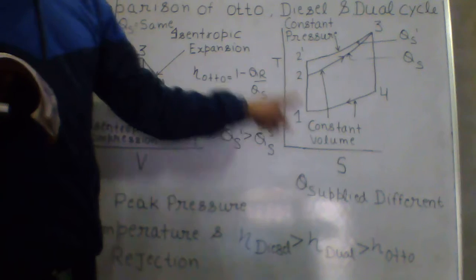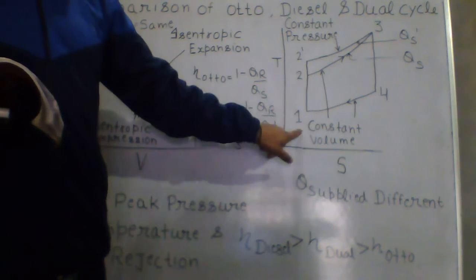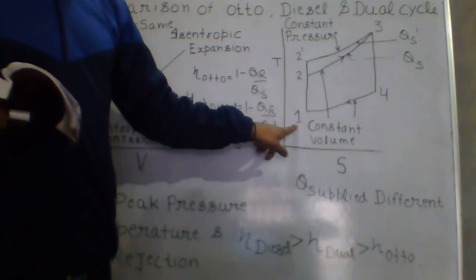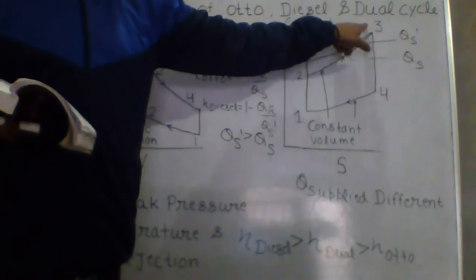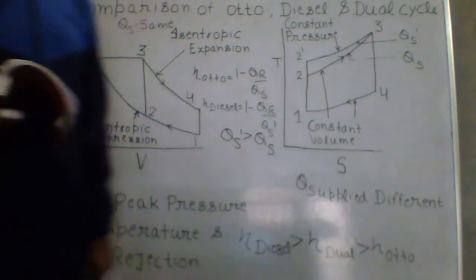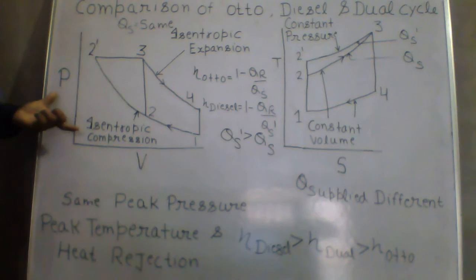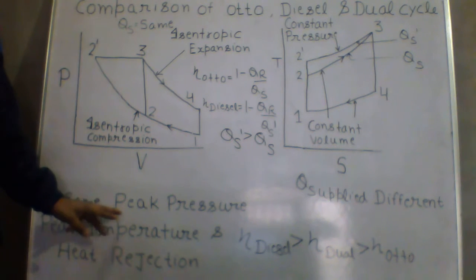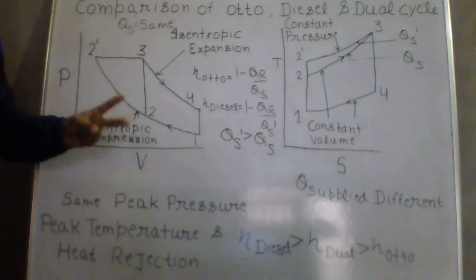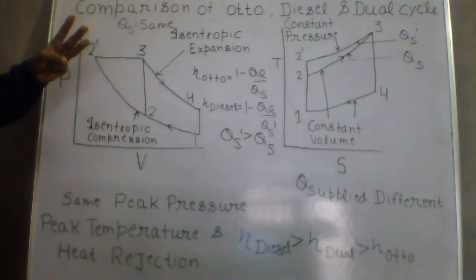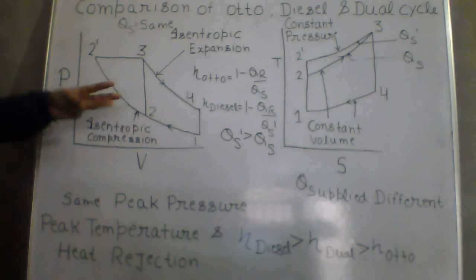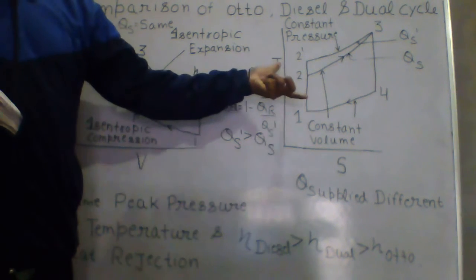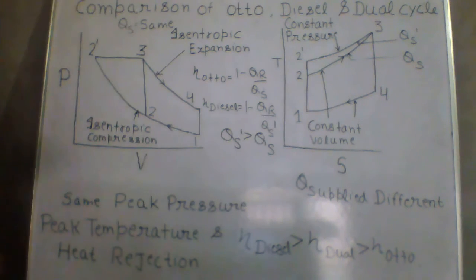Come to the temperature entropy diagram. 1, 2, 3, 4 is your Otto cycle. 1, 2 dash, 3, 4 is your diesel cycle. So we have a pressure volume diagram and a temperature entropy diagram, because we have three parameters to discuss. One is pressure, second is temperature, third is same amount of heat rejection. So a single graph can't show all of them. Pressure we will discuss in this graph; temperature and heat rejection we will discuss in this graph.